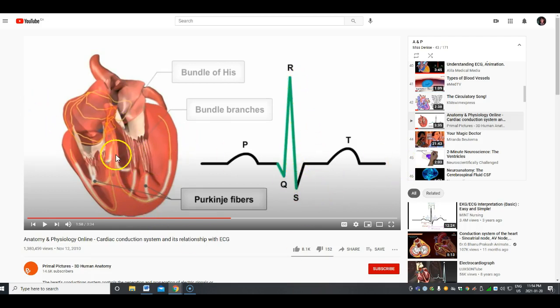Now realize that after something contracts, it needs to relax. So in the first step, we contracted the atrium. So now it needs to relax, and it would have a repolarization signal, but it's just a small signal. So it is lost in the big QRS complex, and we don't see the signal.